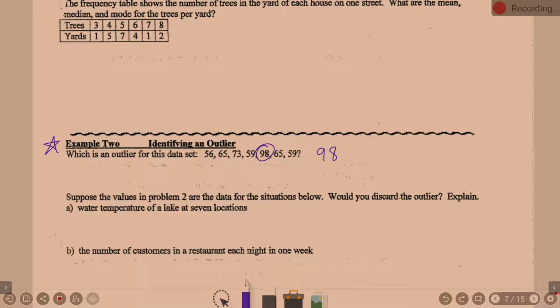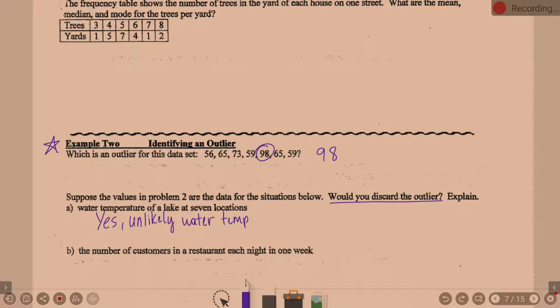Even on warm days. Okay, so this is one where, would you discard the outlier? Yes, you probably would, okay? It's unlikely that the water temperature, even though it could be warmer in sunny spots or whatever, is going to be warmer by 25 degrees. So on example A, I would say yes. And I'll write down a little bit of explanation. Unlikely.